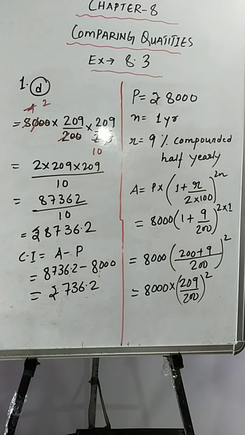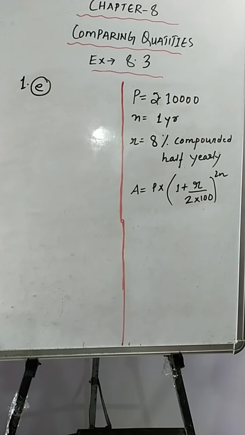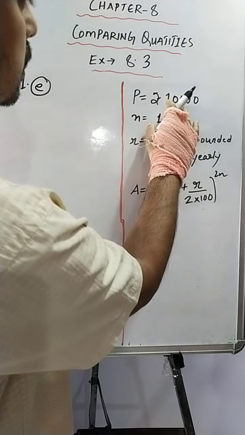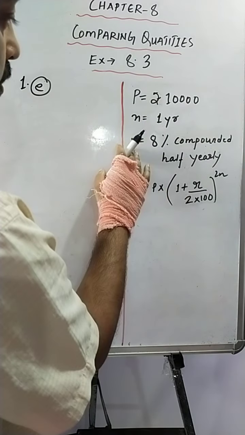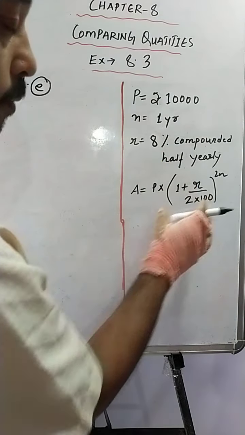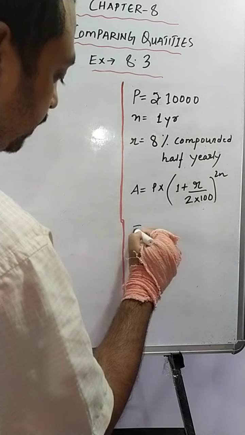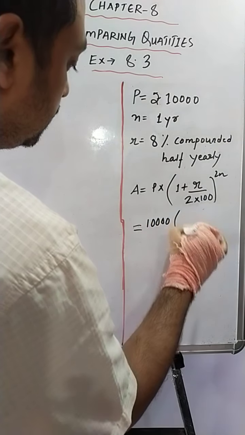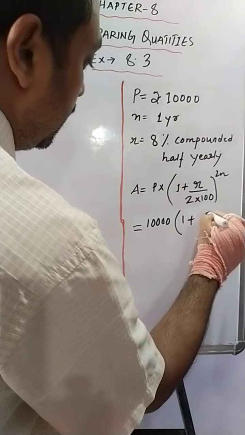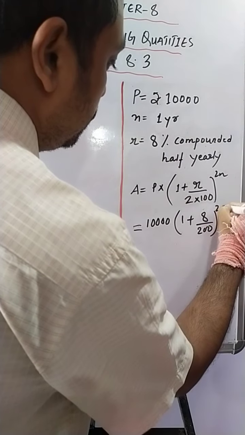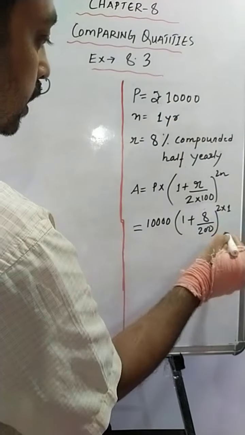Okay, now let's move on to sum number E of question number 1. Now sum number E of question number 1, principal is given 10,000, N is 1 year, and rate is 8% compounded half yearly. Again half yearly, so we'll write the formula of half yearly. Now let's put the values. What is the value of principal? 10,000. 1 plus, what is R given? 8. 2 into 100 is 200. To the power 2 into, in place of N, what? 1. So I've written 1.